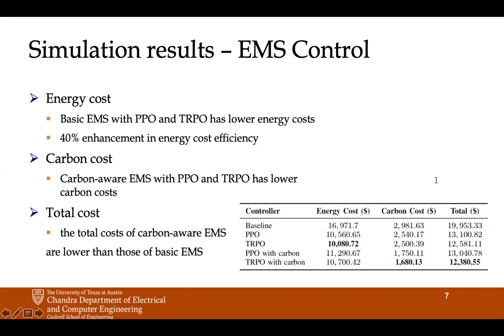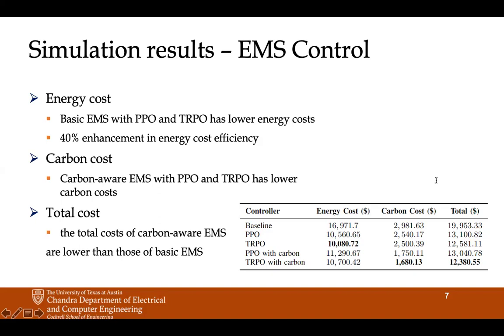It is a deterministic model that the costs are directly computed by the difference between the load demand and PV generation. By comparing the energy cost of each controller, basic EMS with PPO and TRPO has lower energy costs among other algorithms. It shows 40% enhancement in energy cost efficiency. When we compare the carbon and total cost, carbon-aware EMS with PPO and TRPO has lower cost among other algorithms.